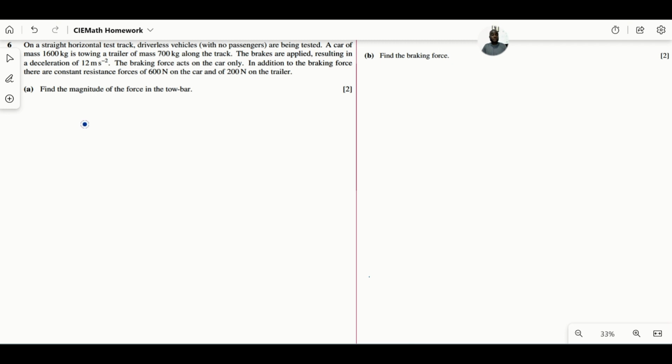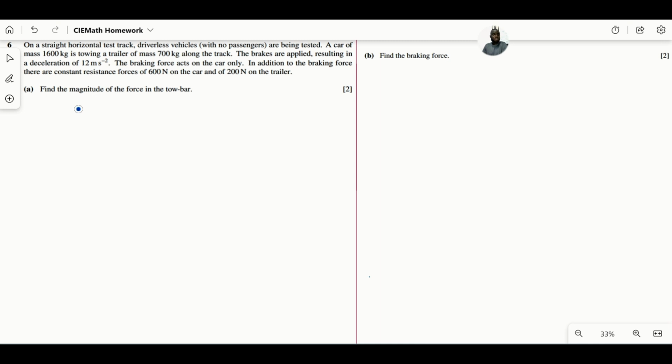Now, if there's a tow bar, a rigid tow bar in between them, then note that when the car moves forward 1 meter, the trailer has to follow by the same amount of displacement. And if the car moves forward or backward at a speed of 2 meters per second, for instance, the trailer has to follow with that same speed. And if the car should accelerate, the trailer has to also accelerate by the same magnitude. So you need to calculate the magnitude of the force in the tow bar.